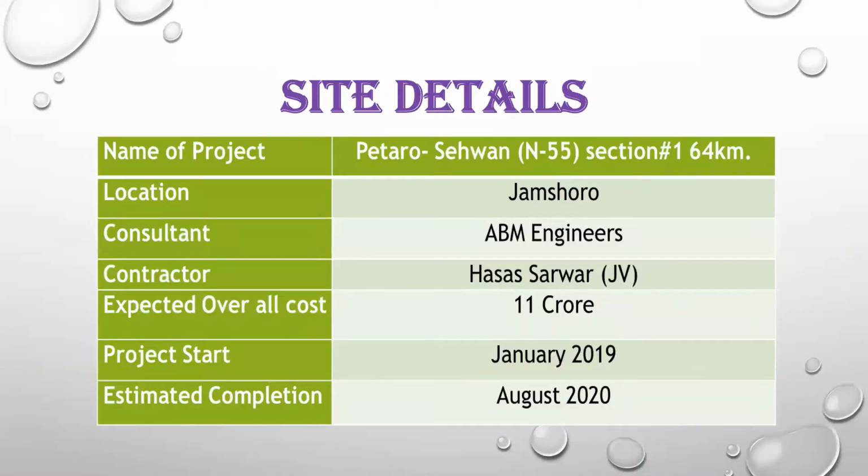Now the site details: name of the project, location, consultant, contractor, expected overall cost, project start, estimated completion. So we have given some details over here in a tabular form. So it will look so attractive and it will be easier for the audience to understand it.